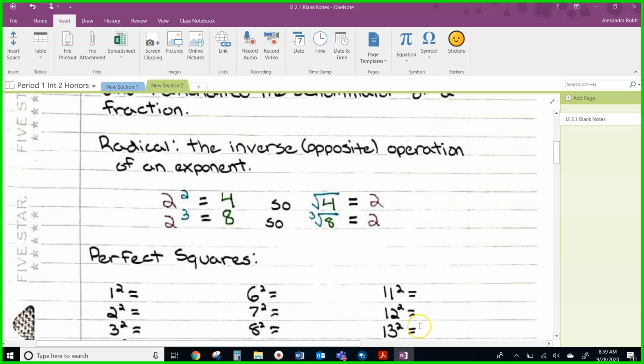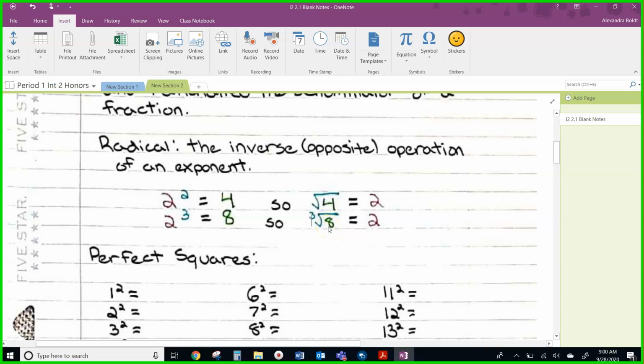A radical is the inverse or opposite operation of an exponent. So just like adding and subtracting are opposites, multiplication and division are opposites, exponents and radicals are opposites. You can look here, since 2 squared equals 4, the square root of 4 equals 2. And since 2 to the third equals 8, the cube root of 8 equals 2.